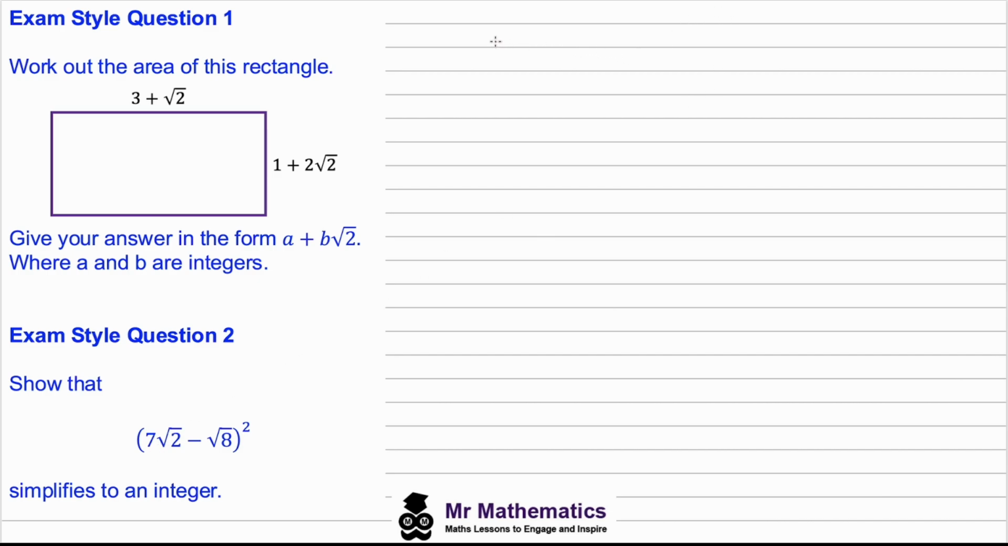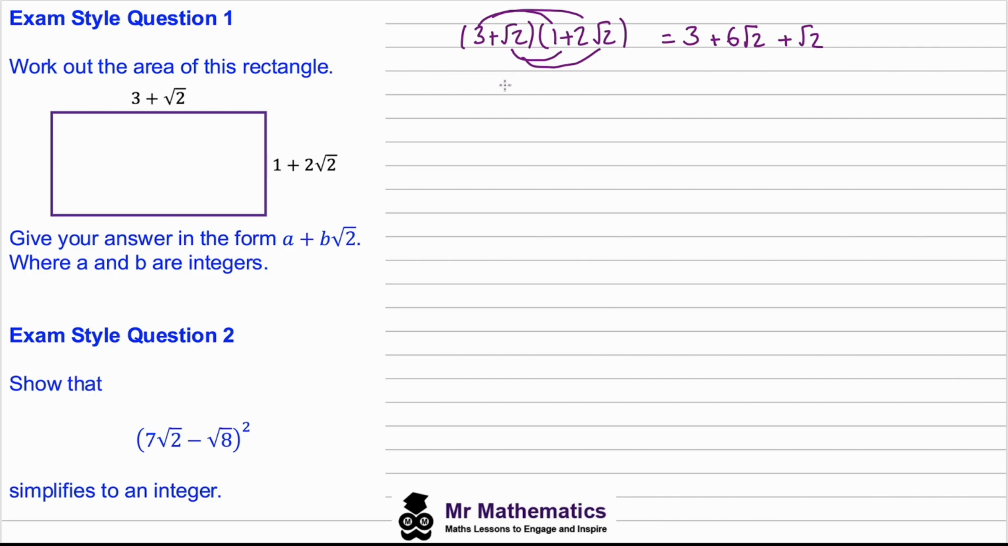Okay, so welcome back if you had a go. So for our rectangle, we'll multiply the length by the width. And then we'll expand out the 3 times the 1. This will give us 3. The 3 times 2 root 2. Well, 3 times 2 will give us 6. And then we'll have a root 2. Then we'll have root 2 times 1, which is just root 2. And then we need to multiply root 2 by 2 root 2.